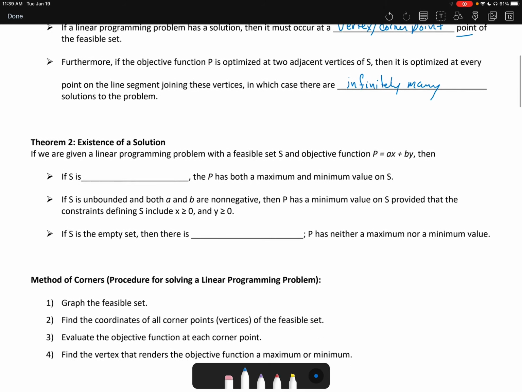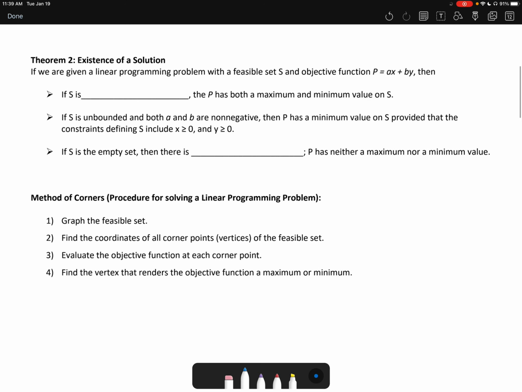Theorem 2, the existence of a solution. If we are given a linear programming problem with a feasible set S and an objective function P = ax + by, then if S is bounded, P has both a maximum and a minimum value on S. So one of those corner points will be the max and another one will be the minimum if it's bounded.